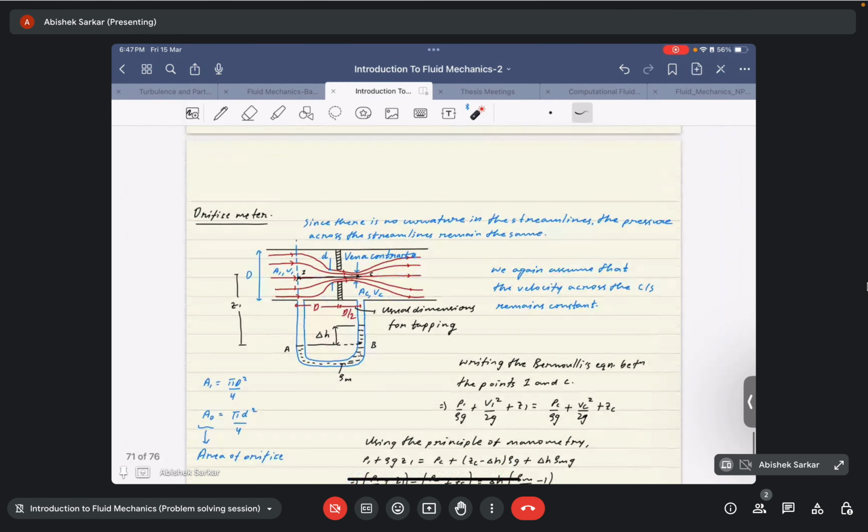Similar to the construction of the venturimeter, there is another flow rate measuring device known as the orifice meter. Okay. So in the case of orifice meter, just one minute.